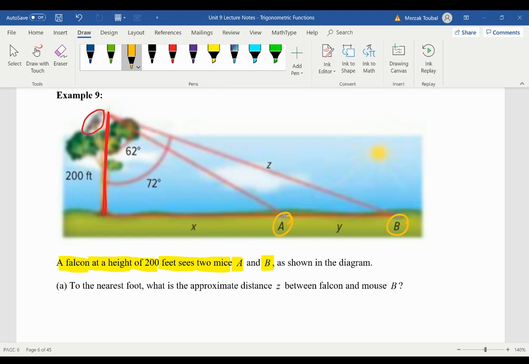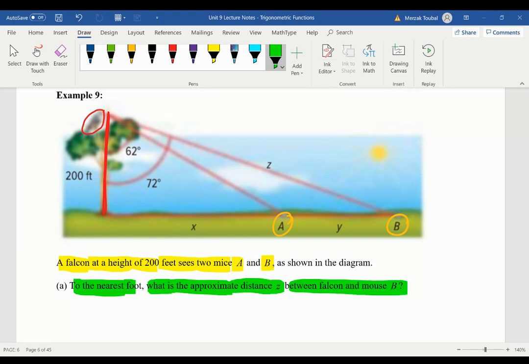As shown in the diagram. Question A says, to the nearest foot, what is the approximate distance z between the falcon and the mouse B? So the distance z, let's make sure we all see it, is this one. This is the distance z. Let me use a color that's more obvious. This is z. So that's what we're talking about, this distance z.